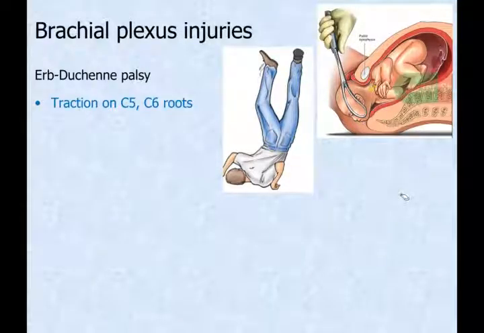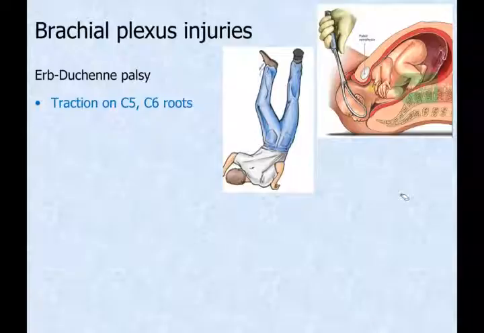Then brachial plexus injuries. Again, you can get different types of brachial plexus injuries. Now, if you do neck surgeries and you make certain errors, you can damage any part of the brachial plexus. Here we are not going into the details of all that. We are taking two examples where parts of the brachial plexus can get damaged, especially the nerve roots of the brachial plexus. One is Erb Duchenne palsy.